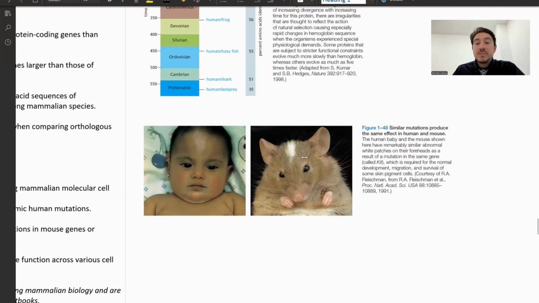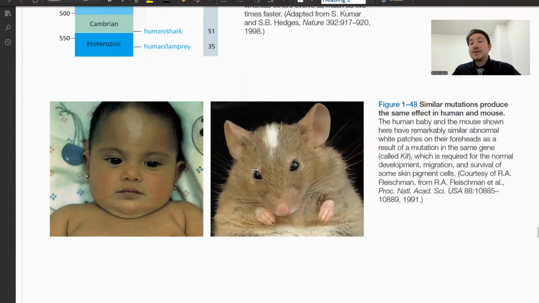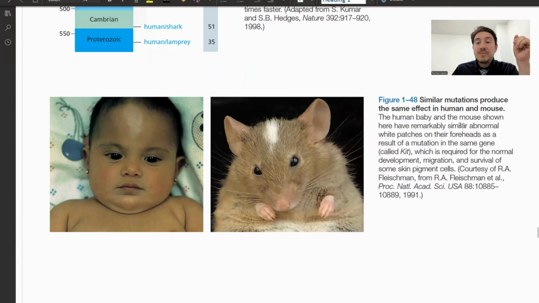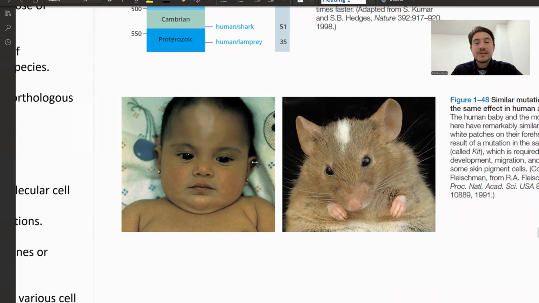Similar mutations produce the same effect in human and mice. The human baby and a mouse shown here have remarkably similar abnormal white patches on their foreheads as a result of a mutation in the same gene called KIT. Very nice example here, right, where you see these white little patches. KIT is required for the normal development, migration, and survival of some skin pigment cells. Very interesting. Very nice picture.